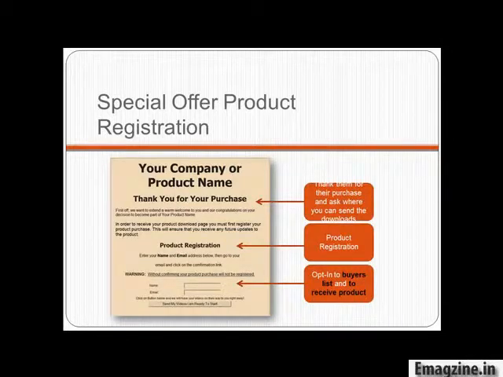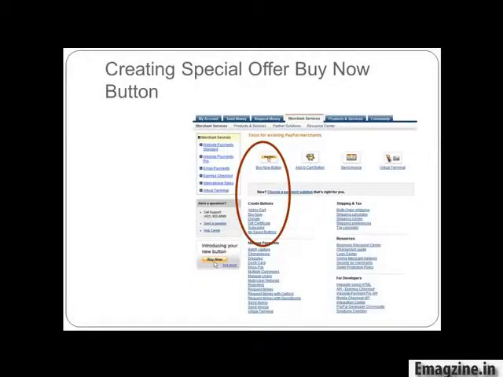Now, if they end up buying that product, you want to have a squeeze page set up, and this is no different than setting up a regular squeeze page, except that instead of delivering them a free offer, it delivers them a download link for the product they purchased. So you want to just thank them for their purchase and ask them where you can send the downloads, call it product registration, and then of course you have the opt-in buyers list to receive the actual product.